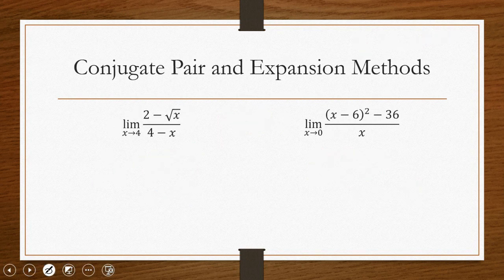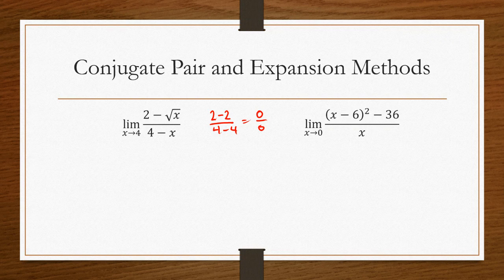Sometimes our equivalent form is a little bit less obvious to find. If I substitute 4 into this equation, I get 2 minus the square root of 4, which is 2, over 4 minus 4. So I definitely have an indeterminate form. I definitely have 0 over 0. So I'm not done, and I have to figure out what to do.